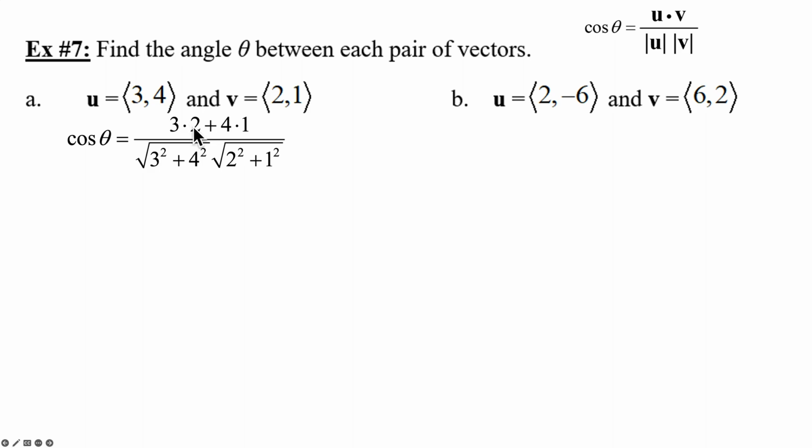3 times 2 is 6, 4 times 1 is 4. That's a 10. 3 squared is 9, plus 4 squared 16, that's the square root of 25. 2 squared is 4, plus 1 squared is 5. In all honesty, I would just leave this as 10.